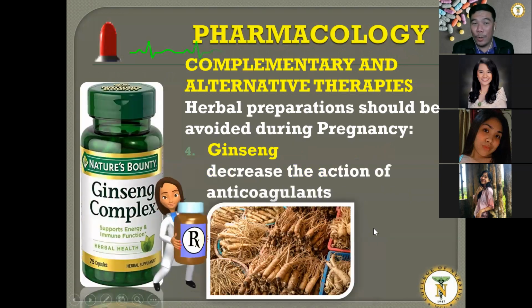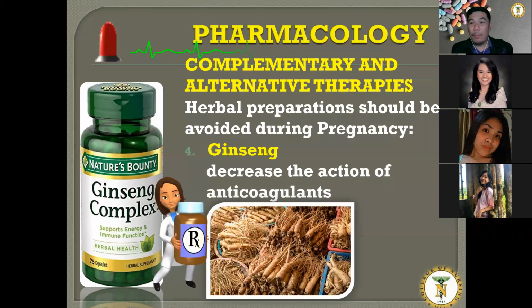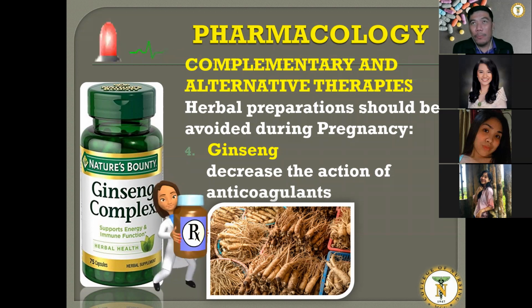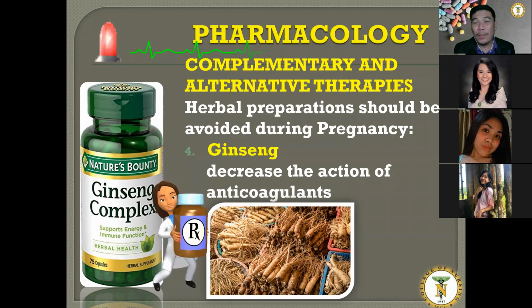Next, ginseng. I know you are familiar with ginseng. For Korean fanatics, ginseng is usually part of their culture. We know that ginseng will boost the immune system. However, please hold the intake of this during pregnancy, and it should be avoided simply because this may lead to decreased action of anticoagulants.